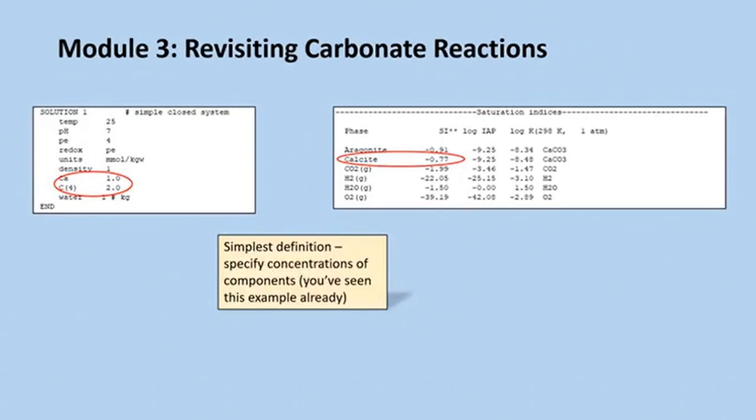So let's just start out with a reminder of what we were doing in the last lecture and what is really the simplest definition from last time. And that's just specifying component concentrations at the beginning of a simulation without any other constraints. So for this very simple model, we've just specified initial concentrations of calcium and inorganic carbon and nothing else, and run the model and got a resultant calcite log saturation index as output, for example.